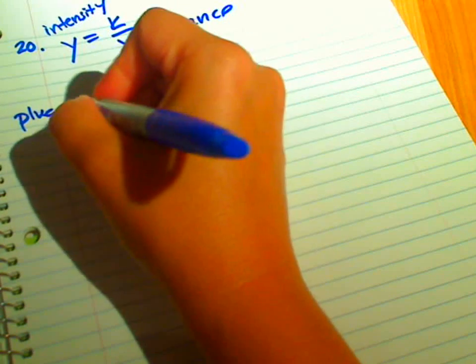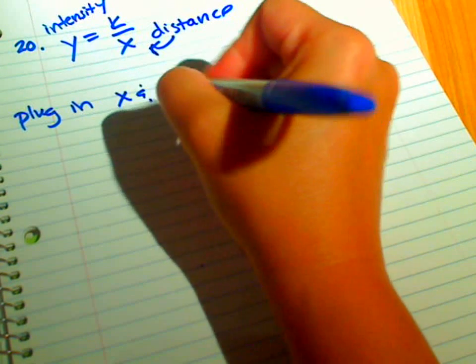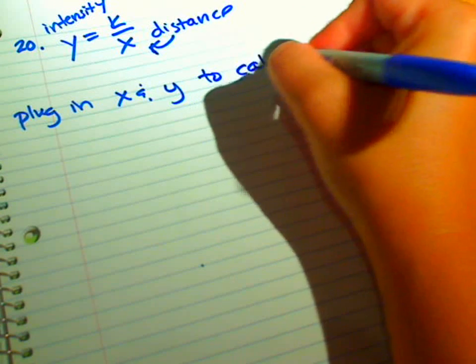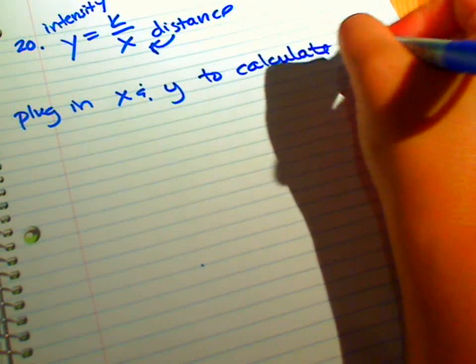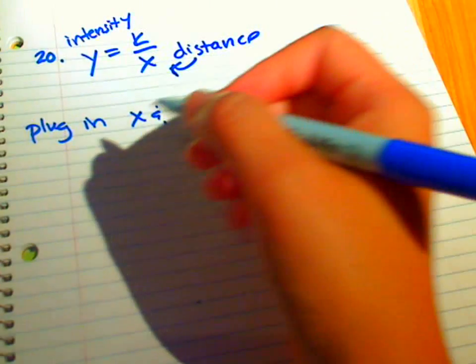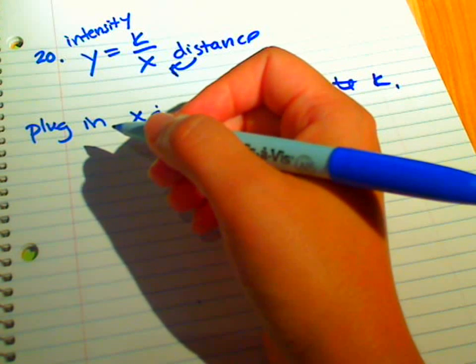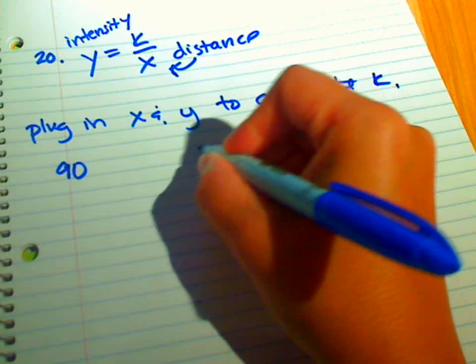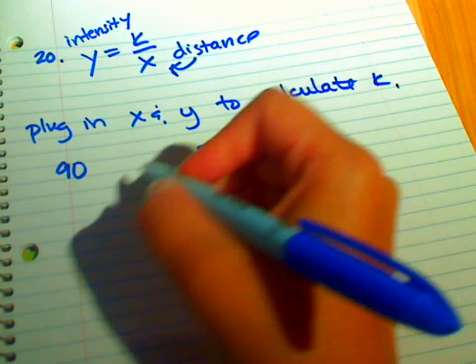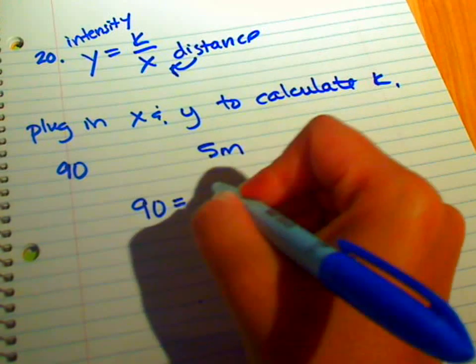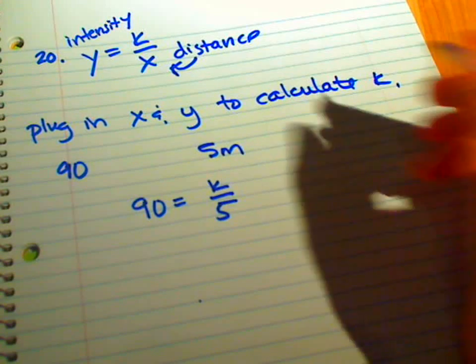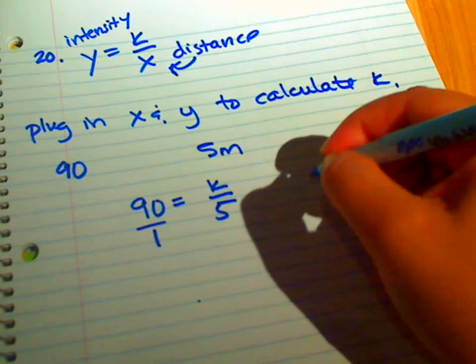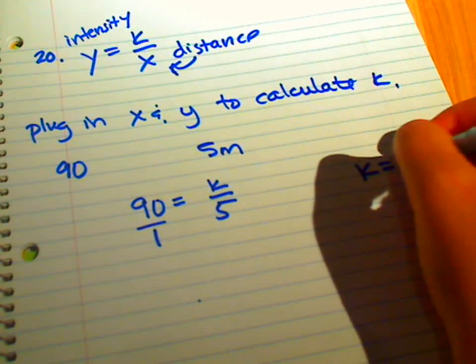So first up, we're going to plug in x and y to calculate. Alright, so I have intensity of 90 and distance of 5 meters. Alright, so I plug them in. 90 equals k over 5. Put that over 1, cross multiply, and solve for k.